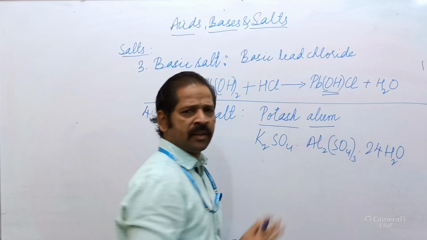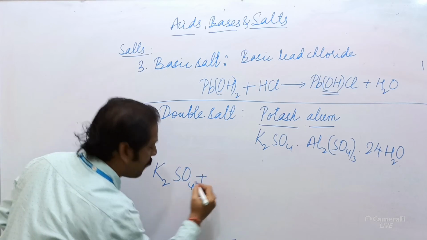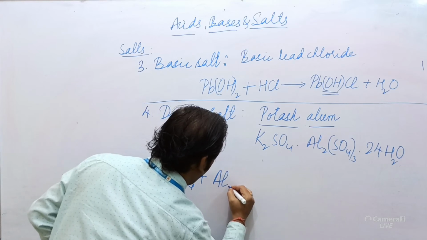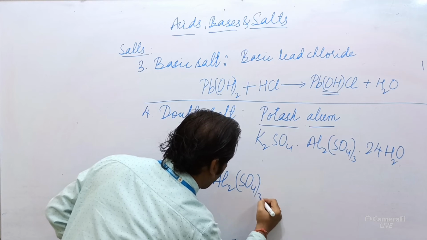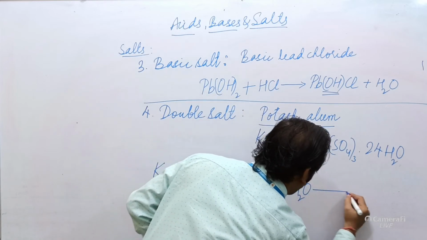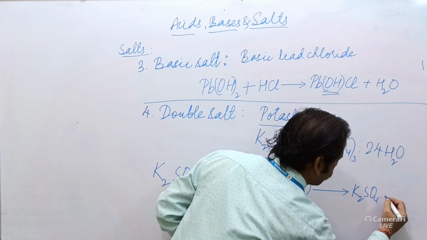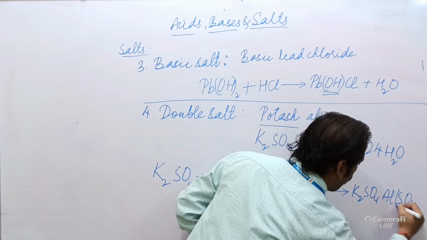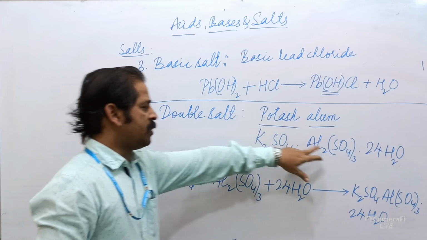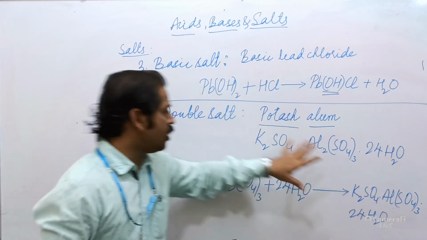When they combine with each other, it is formed. A very simple reaction. It starts with potassium sulfate, which reacts with the aluminium sulfate along with the water. Yes, that is the reaction. Potassium sulfate and aluminium sulfate form along with the water. It becomes potassium sulfate, aluminium sulfate along with the water, potash alum.